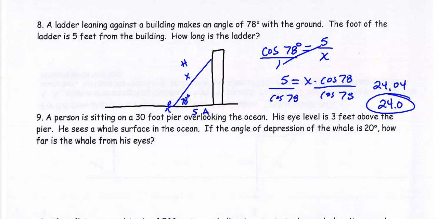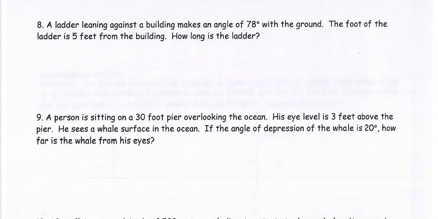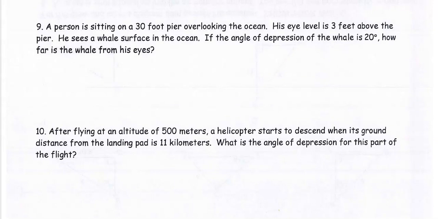Yes, sir. Number 9. Almost done here. We got a person sitting on a 30-foot pier overlooking the ocean. So I'm going to put the ocean down here. There's the ocean. We're on a pier. So let's just kind of draw that pier here. The person's eye level is 3 feet above the pier, so they must be sitting down, I'm guessing. Legs dangling over, or they're very short.